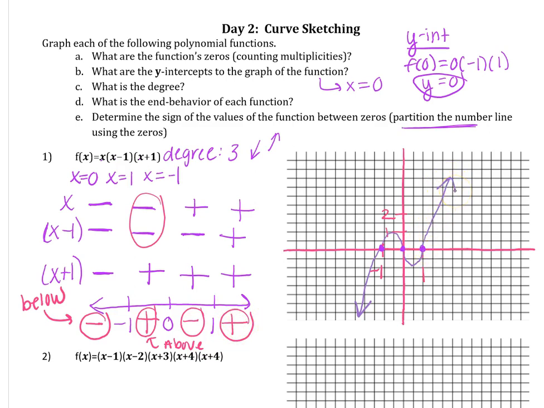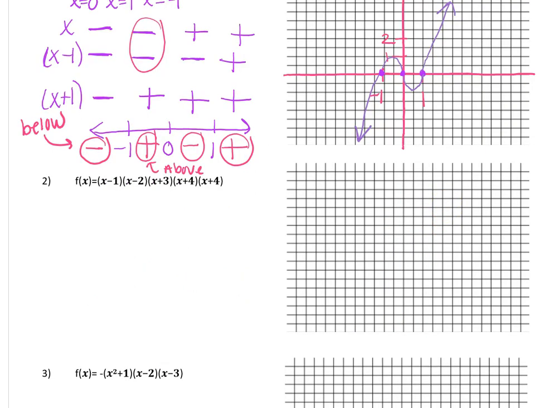And you should see how this is matching what I said my end behavior would be. I'm finishing positively. Okay, and that's curve sketching. All right, I'll actually do one more because I want to talk about when there's a multiplicity of 2.